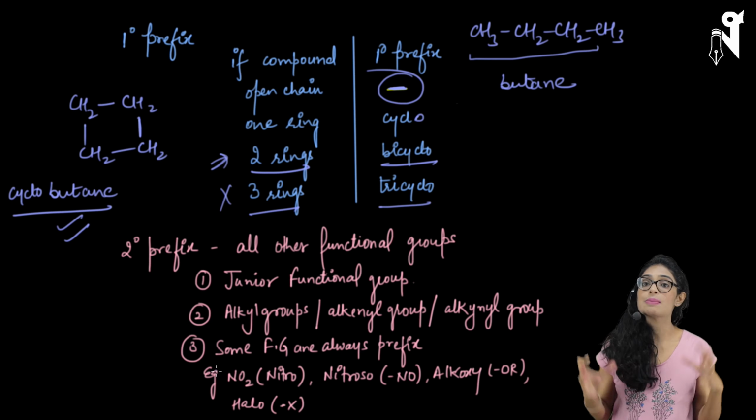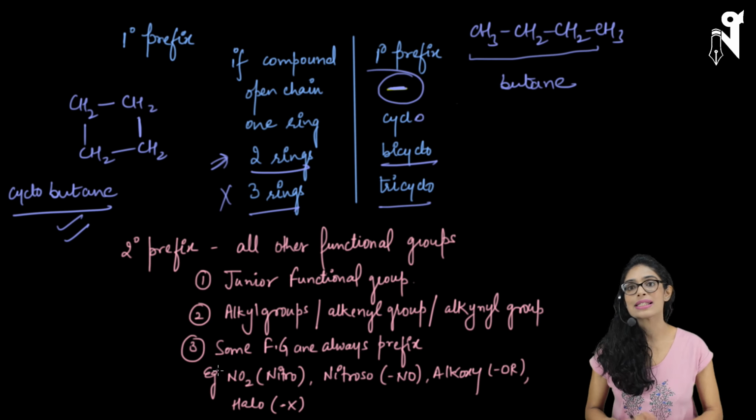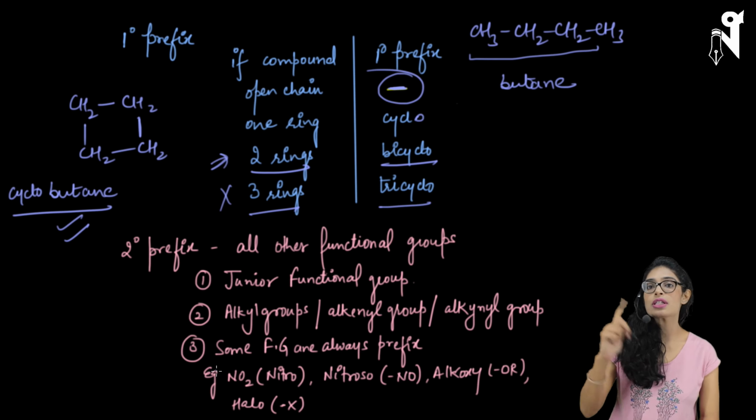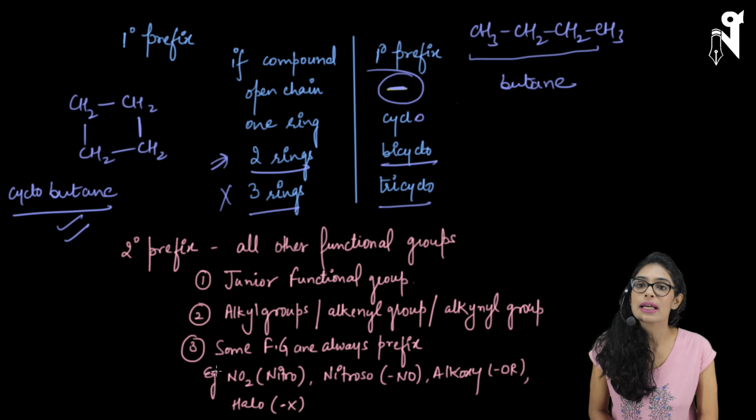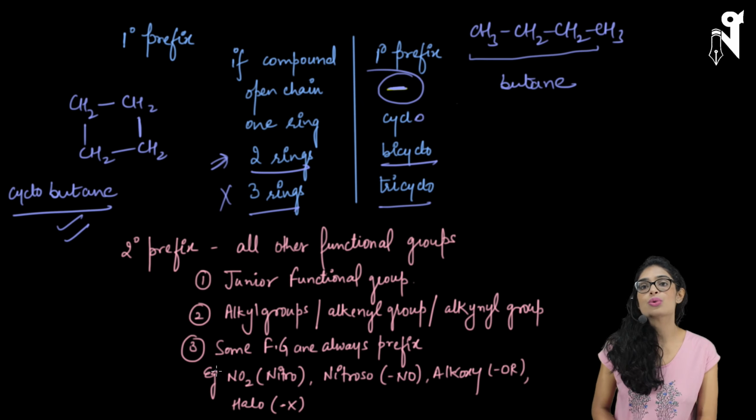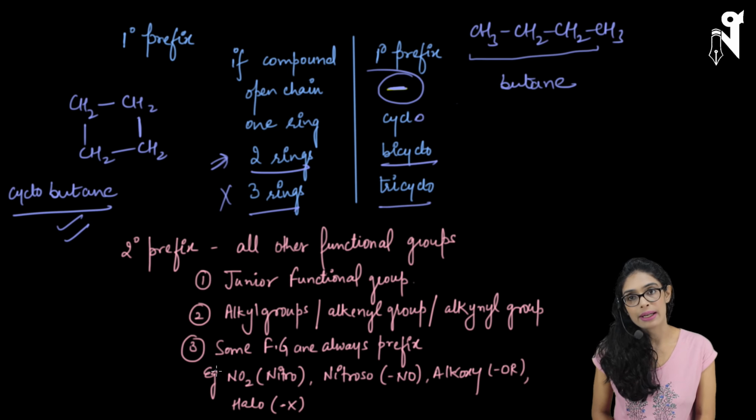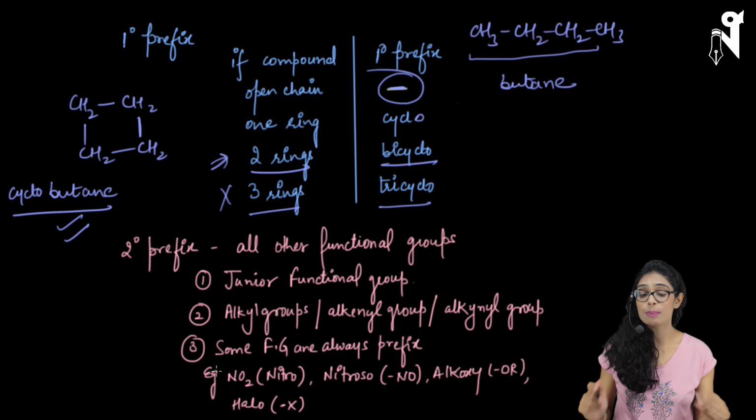Primary prefix is nothing else, but it tells you what kind of structure your molecule has. Is it an open chain or a closed chain? If it's a closed chain, we have to use cyclo or bicyclo or tricyclo as the prefix to represent that these chains are cyclic. Now, what exactly is secondary prefix?